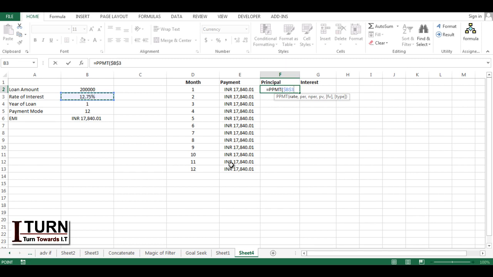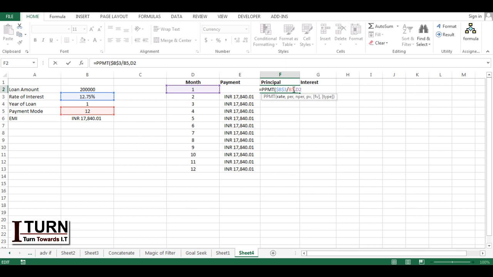In many laptops it's going to be the function key and F4. So you can see a dollar sign in front of it, and that's what makes it constant. So divided by the payment mode, that is 12, comma, then per. As for this parameter per, you will have to give the months. So I'm going to select this cell, which is the first month. We will keep this relative, because I'm going to drag it, and I want it for the second month. For this reason we are going to keep this relative.